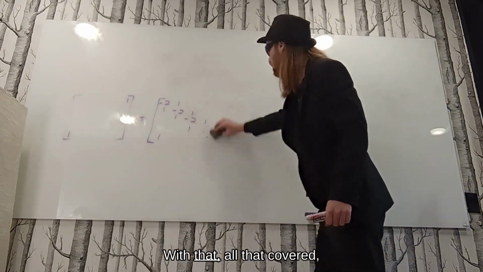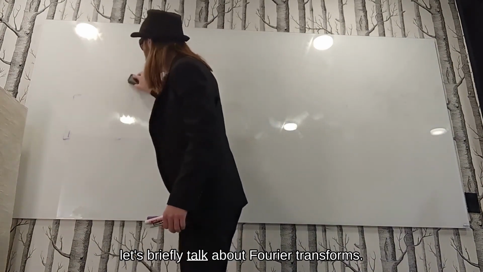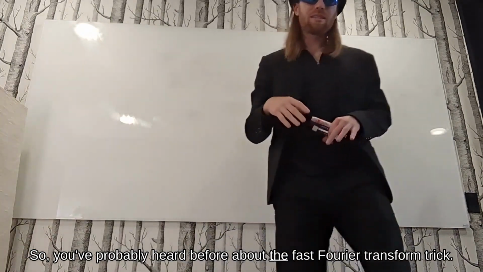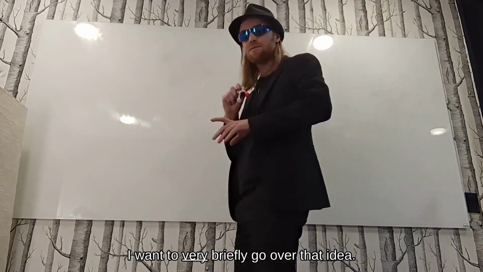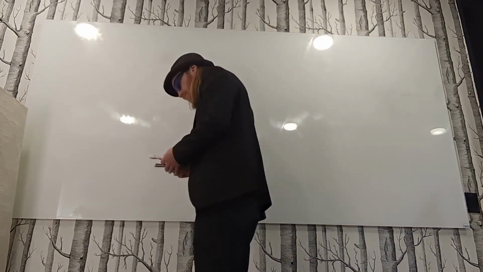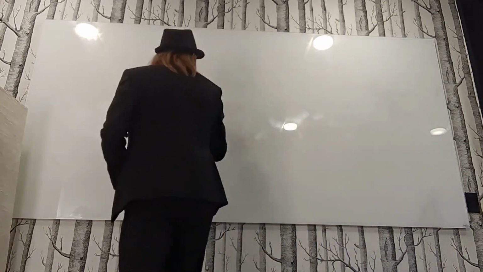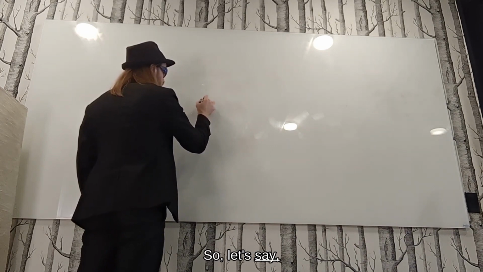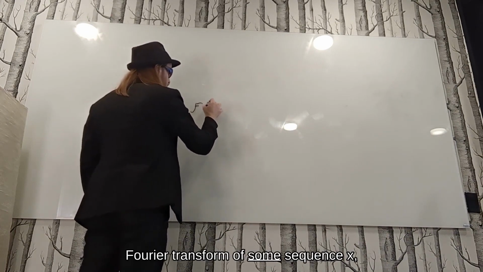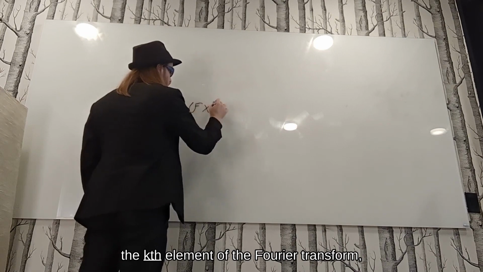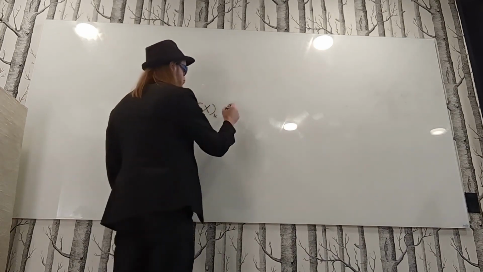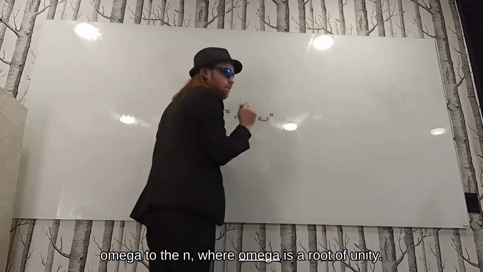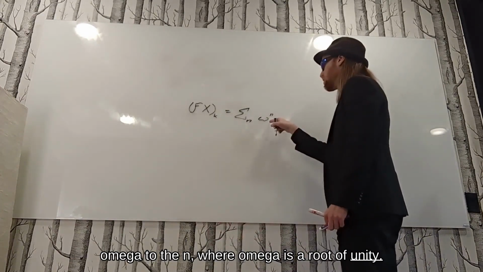Okay. With all that covered, let's briefly talk about Fourier transforms a little more. You've probably heard before about the fast Fourier transform trick. I'm going to very briefly go over that idea. So the key idea behind fast Fourier transforms, first we'll write out the definition of a Fourier transform. Let's say the Fourier transform of some sequence x, the kth element of the Fourier transform is equal to a sum on n, omega to the n, where omega is a root of unity.